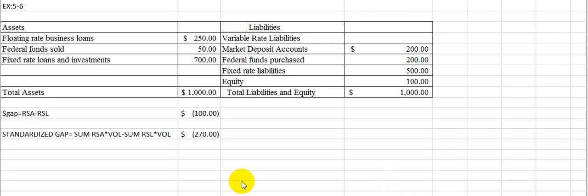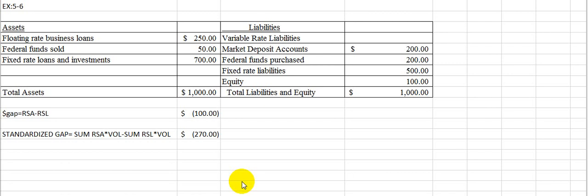Part C says, does the standardized gap suggest a different conclusion about interest rate risk? The answer is no. In both cases, the bank will have an increase in its net interest income if interest rates decrease, and a decrease in its net interest income if the market interest rate increases. So in both cases we have the same conclusion, but the difference is in the magnitude and the volume.